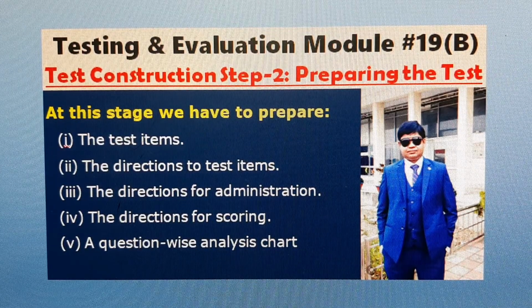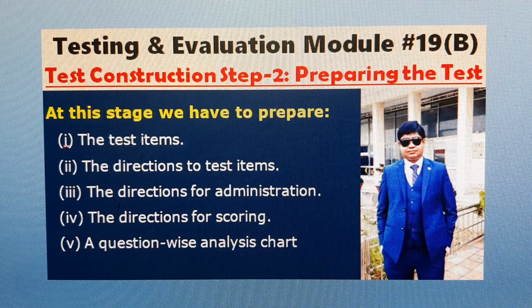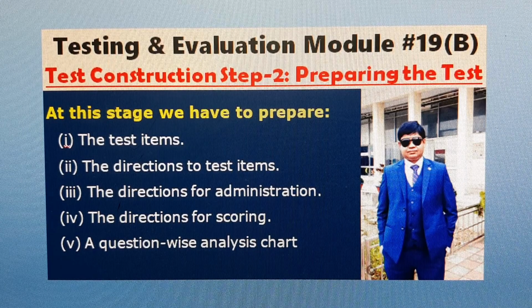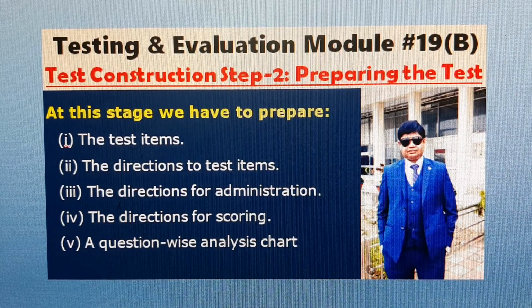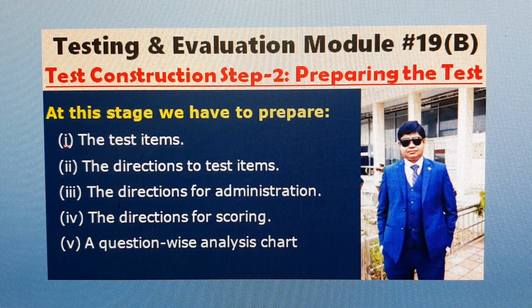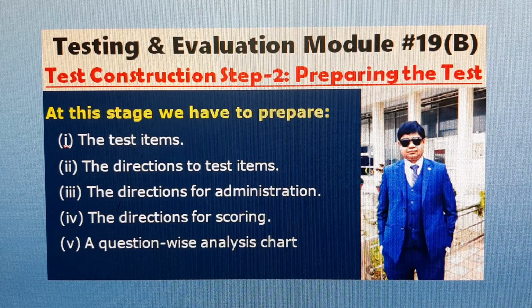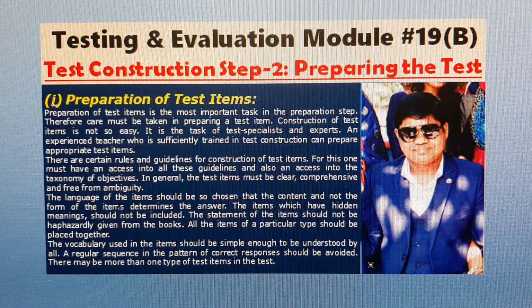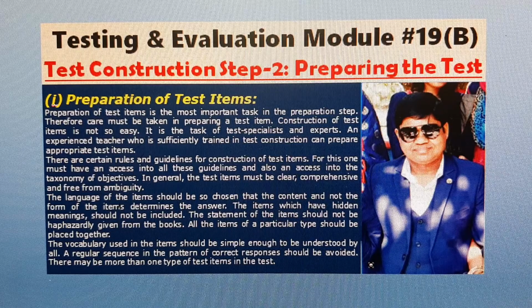At this stage, we have to prepare number 1, the test items, number 2, the directions to test items, number 3, the directions for administration, number 4, the directions for scoring, and number 5, a question-wise analysis chart. Let's speak about each of the above elaborately. Number 1, preparation of test items. Preparation of test items is the most important task in the preparation step. Therefore, care must be taken in preparing a test item.